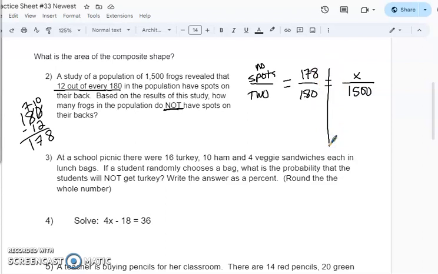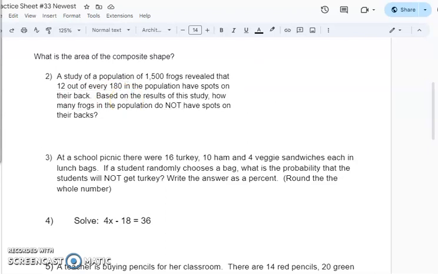So this word, when we have population versus sample, I have a ratio. Almost always that's a proportion. That is a proportion. Okay.